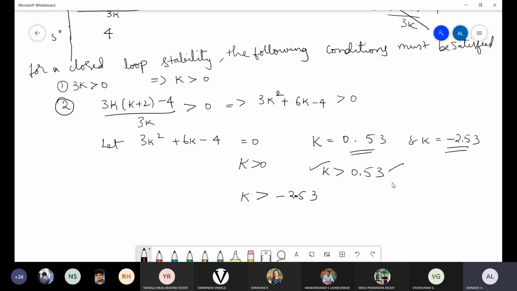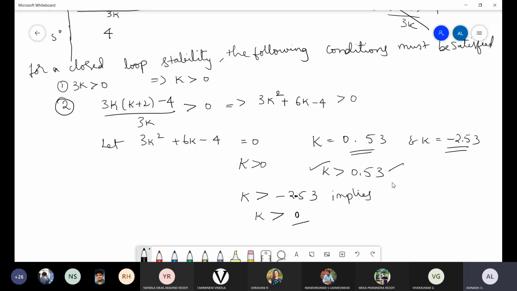So here we understand one thing: k should always be greater than 0. That is the condition they have given. When we look at this condition, k must be greater than −2.53 implies k must be greater than 0 also, because 0 comes after −2.53. So k must be greater than 0 and greater than −2.53, which implies k must be greater than 0.